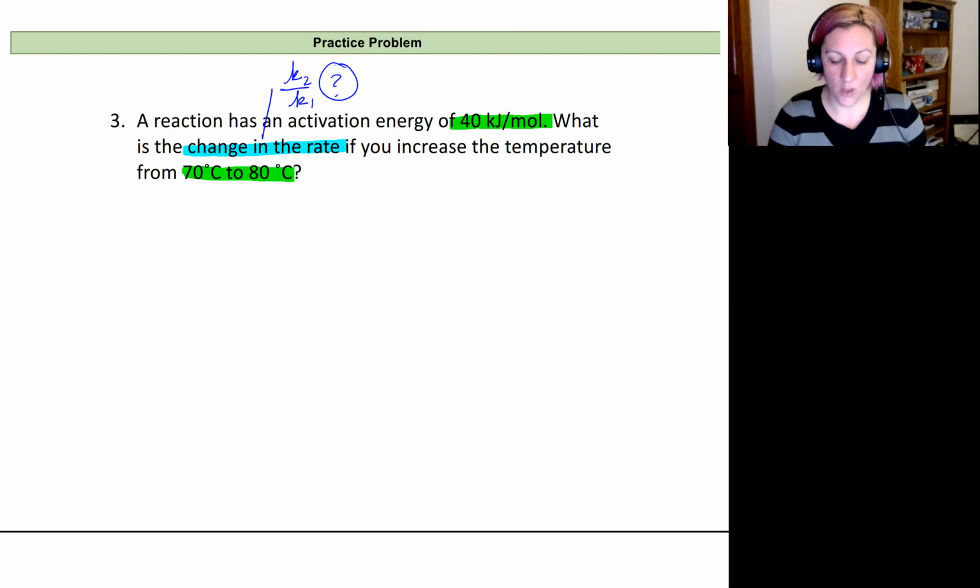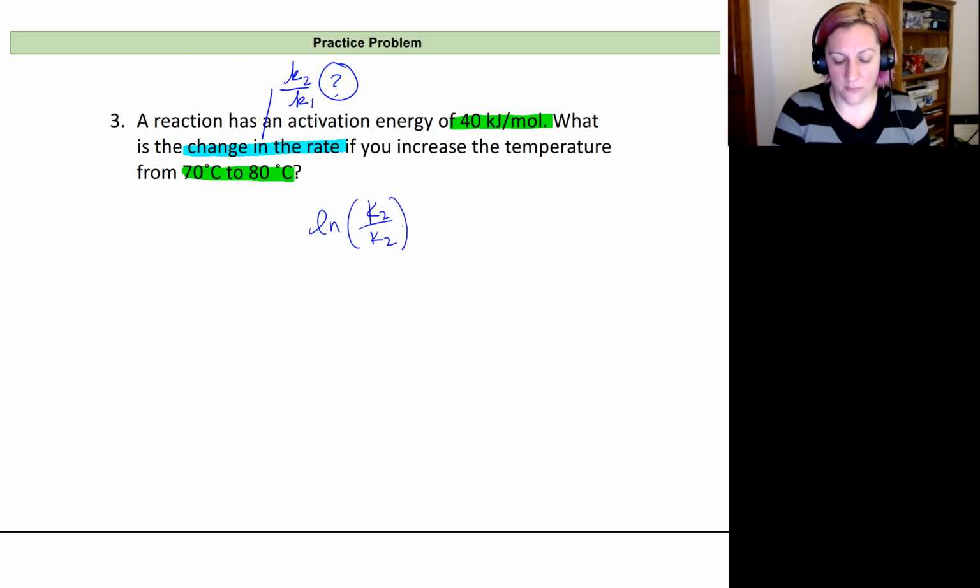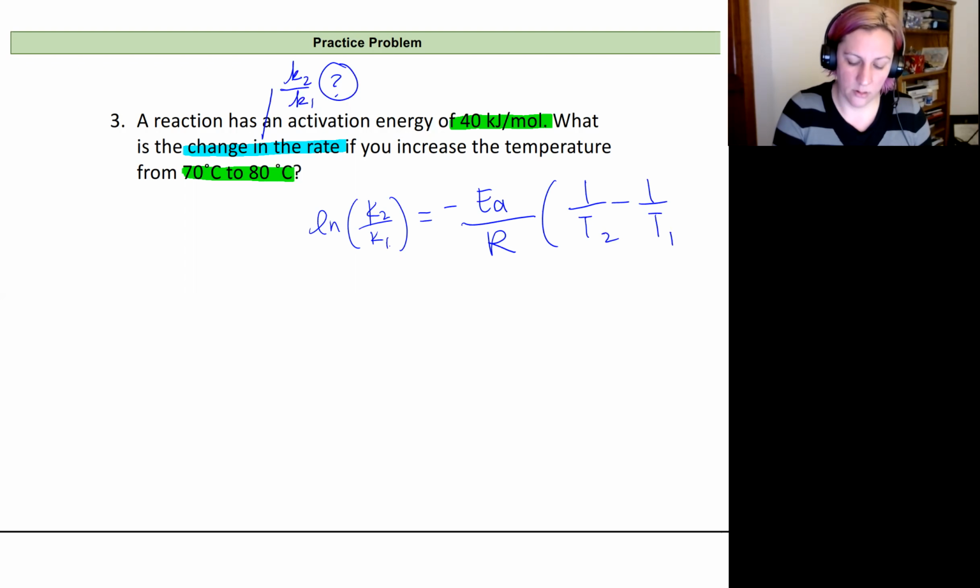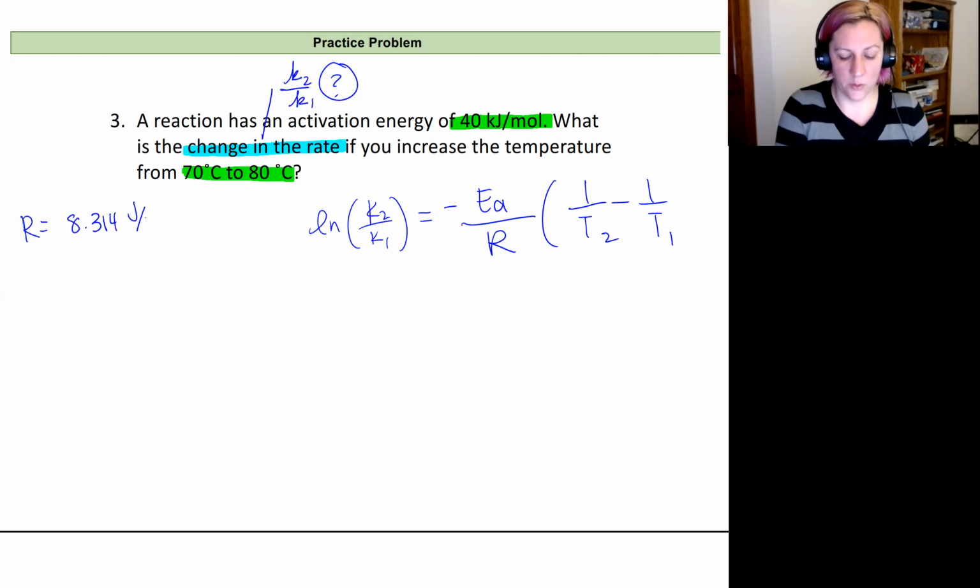Okay, so let's unpack some of the information given here and get it into units that I know we're going to need. When we're using our equation, the natural log of our ratio of rate constants is equal to the negative of our activation energy over R times the change in the inverse of our temperatures. Using this, we know our R value is going to be equal to 8.314 joules per mole Kelvin. So we need our temperature in Kelvin, and we need our activation energy in joules per mole. Right now it's in 40 kilojoules per mole, so our activation energy needs to be converted.